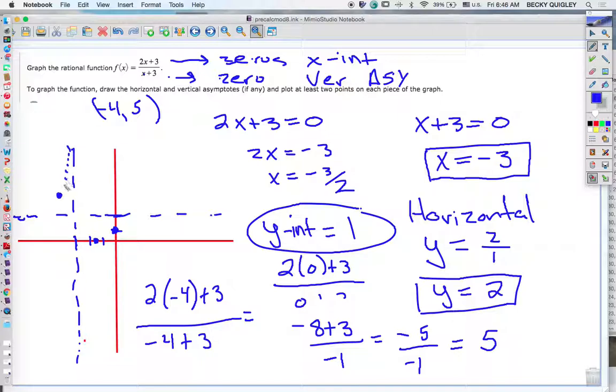So again, I know that my graph is going to go through this point, and I know it's going to stay close to my horizontal and vertical asymptotes. And then I already have my y-intercept as a point over here. You could always plug in one more point if you would like, but that's what our graph looks like. This is actually called the graph of a hyperbola, which later when we get more into conic sections we will talk about.